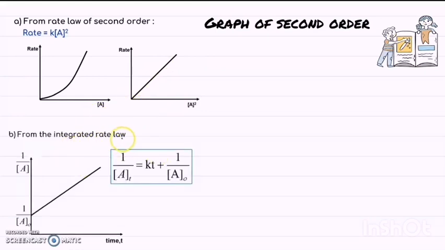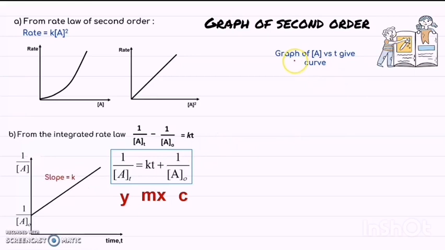From the integrated rate law, we know that this is our integrated rate equation for second order. We will plot the graph 1 over A versus t. This one has already been rearranged so that it relates to the general equation of a straight line, y equal to mx plus c, and we will have our slope here as our rate constant.